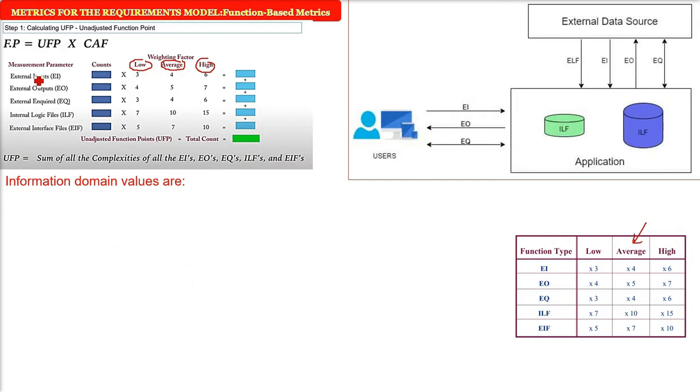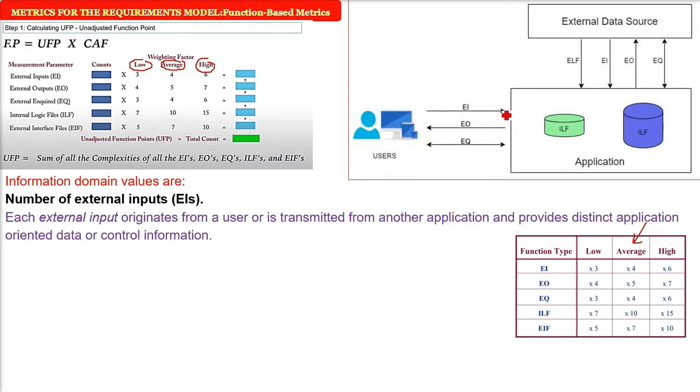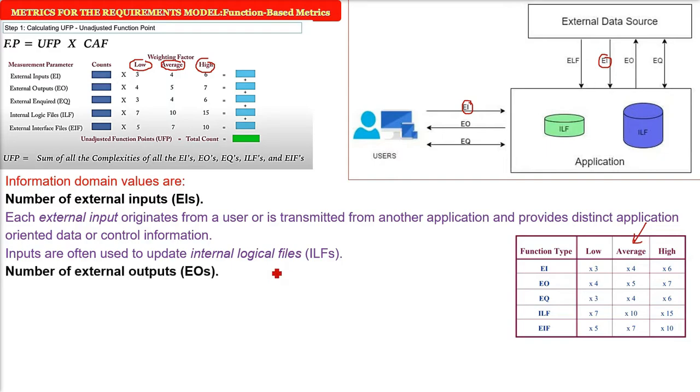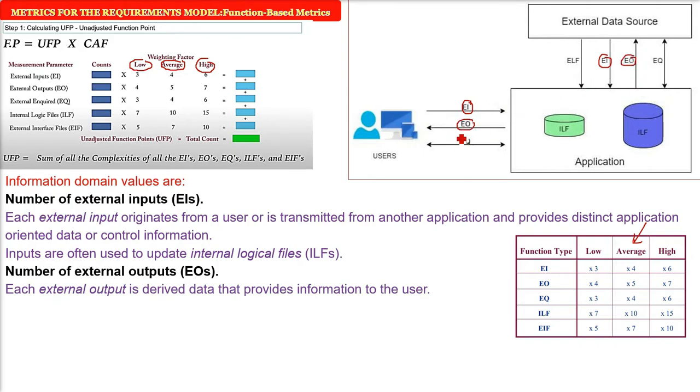So what are these first? Information domain values, measurement parameters. First is the application, and the user is interacting with the application, and there can be some external data source. So the number of external inputs: each external input originates from the user or is transmitted from another application. Inputs are often used to update the ILF, the internal logical files. Now coming to EO, this is another parameter. Each external output is derived data that provides information to the user. So the user will get the information. That is the direction you see.